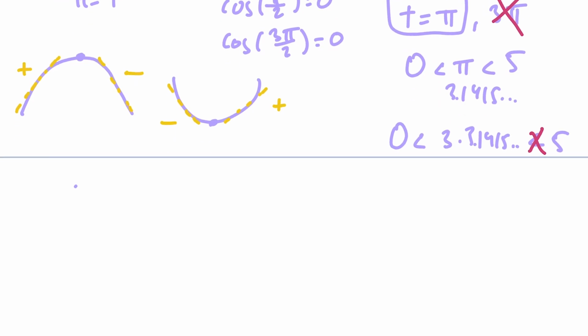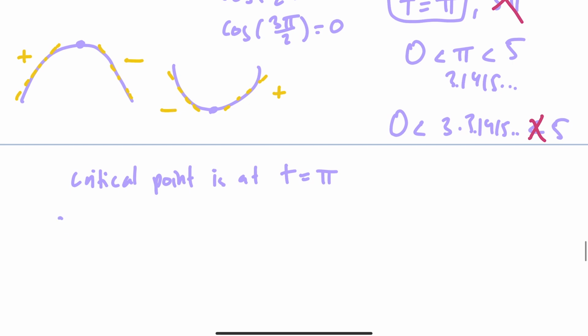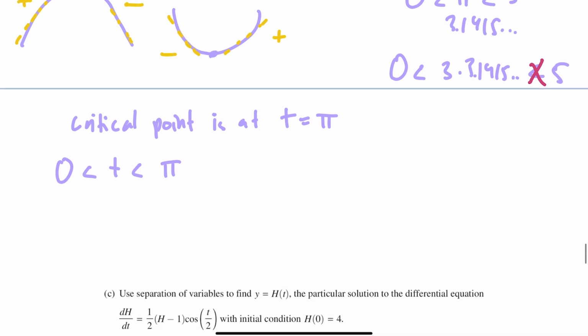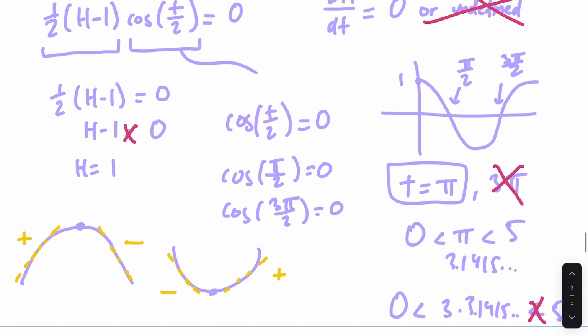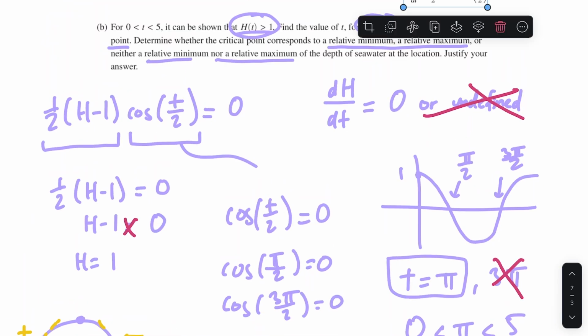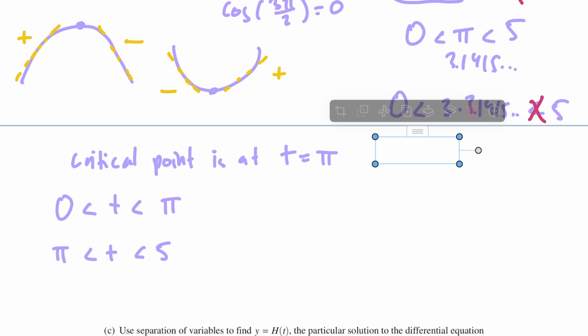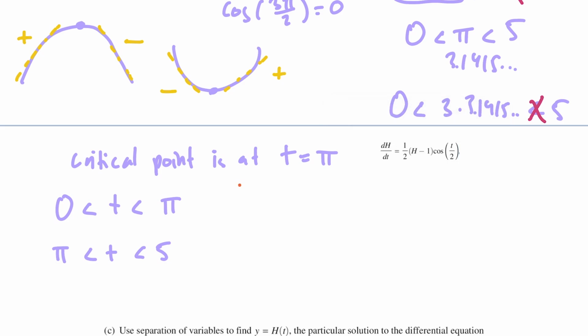So we need to know what the slope is on either end of our critical point. So we know the critical point is at t equals pi. So between 0 and pi, we need to figure out what's happening with the slope there. And then also between pi and 5, we need to figure out what's happening with that slope. Okay, so let's look back to our slope function. What does it look like? Let me just bring it down here. Here's our slope function. So between 0 and pi, what does our slope look like?